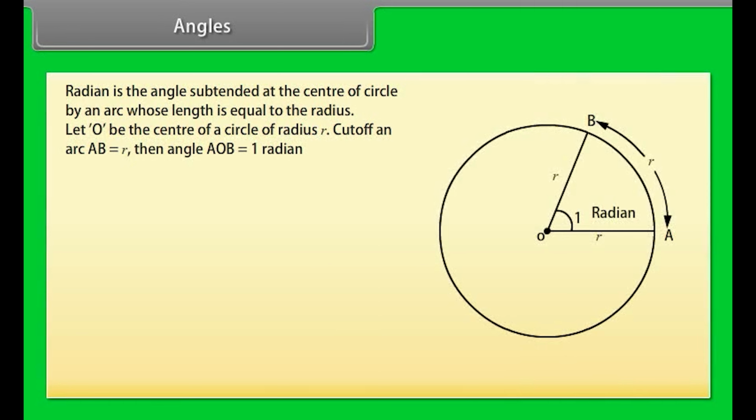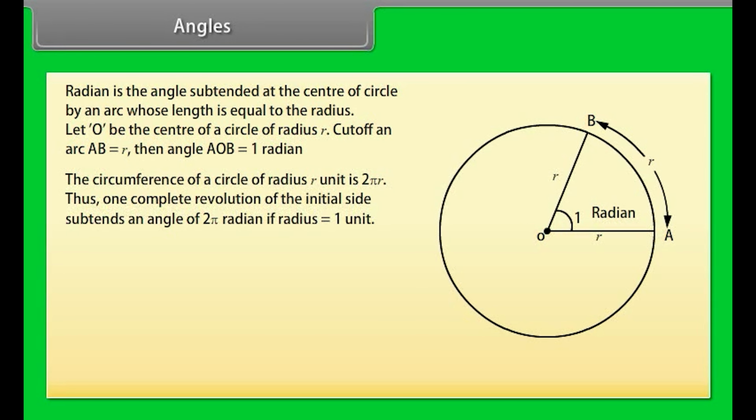Radian is the angle subtended at the center of a circle by an arc whose length is equal to the radius. Let O be the center of a circle of radius r. Cut off an arc AB equal to r. Then angle AOB is equal to 1 radian.